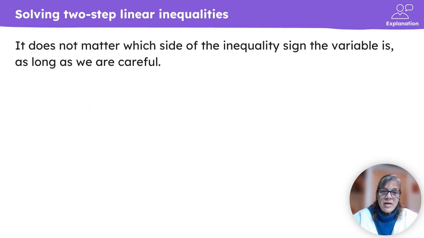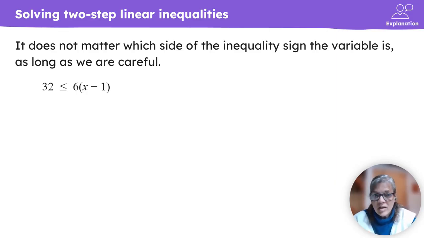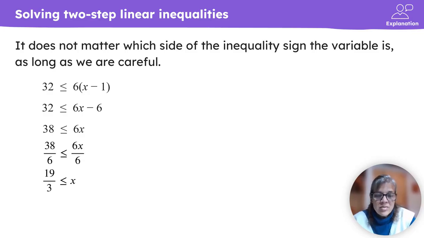So it doesn't matter also which side of the inequality the x is on, as long as we're careful. You can't just swing it around like you can with an equal sign without changing the direction that the inequality goes. Okay, so if you had the x here on the right hand side and you were solving for x and you were clearing it and you get down to the last stage and you have 19 over 3, or you could do that as a mixed fraction, is less than or equal to x.